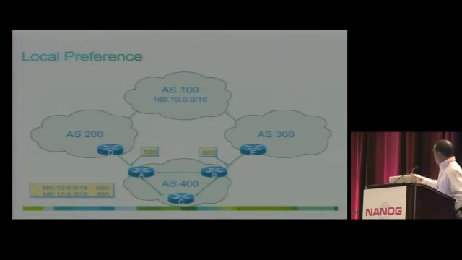In this case, as you can see, we are setting a higher local preference for routes going through AS300 over the routes received through AS200, which is 500 and 800. So the 800 is preferred. A higher local preference is preferred over a lower local preference. So as a result, the traffic will go through AS300.